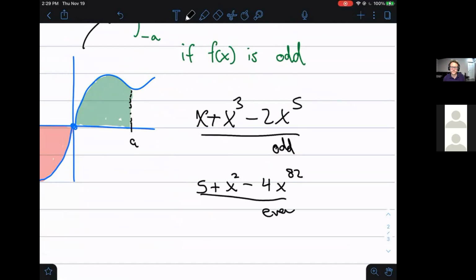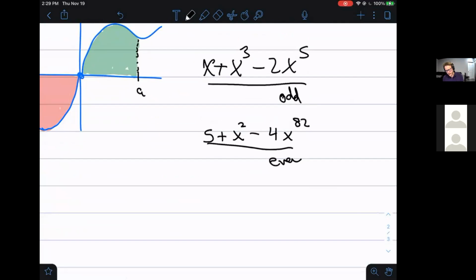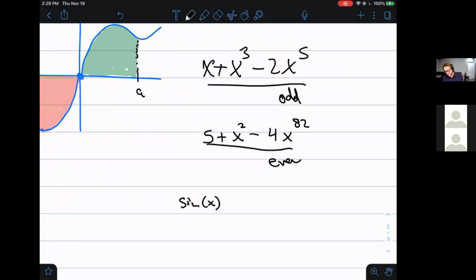And then there are also some classic functions, of course, things like sine is odd because it has this rotation symmetry about the origin. Cosine is even because it has the reflection symmetry about the y-axis. So yeah, this is a lot of stuff from your algebra days here.